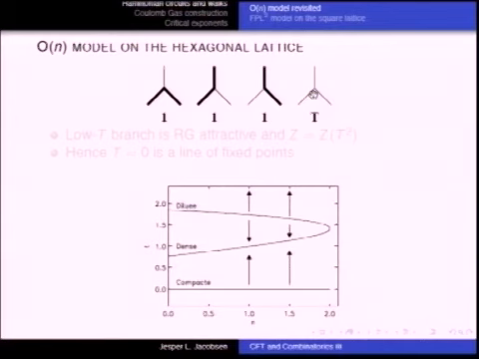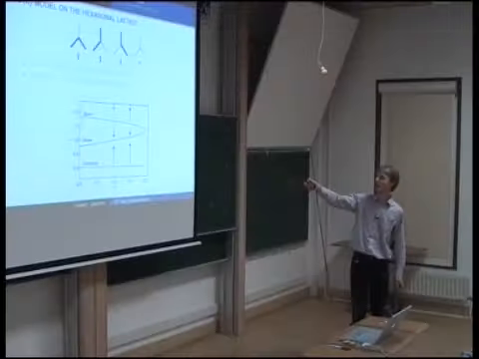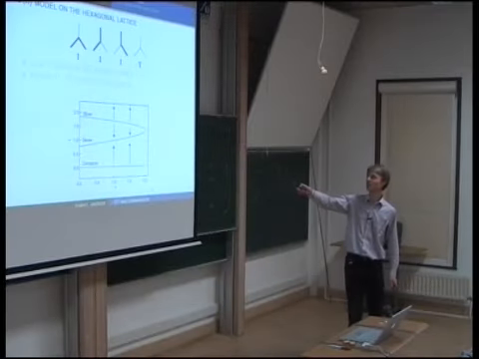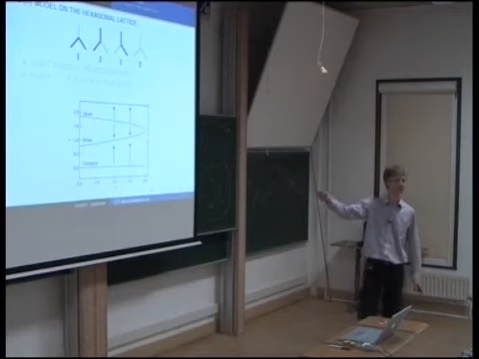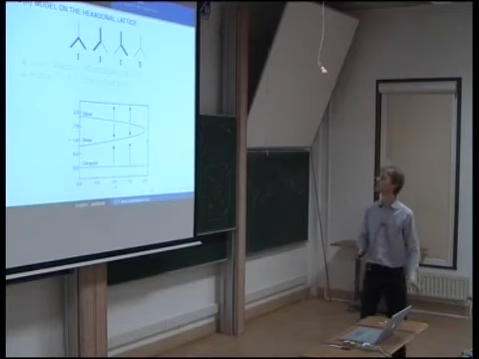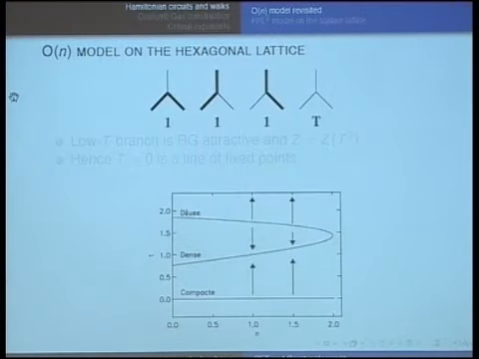Let's look a little bit again at the O(n) model on the hexagonal lattice. Recall that it was defined by the following vertices. I give a weight t to the empty vertex and a weight 1 to each of these vertices where there's a loop coming through. And then, of course, there's a weight n per loop.